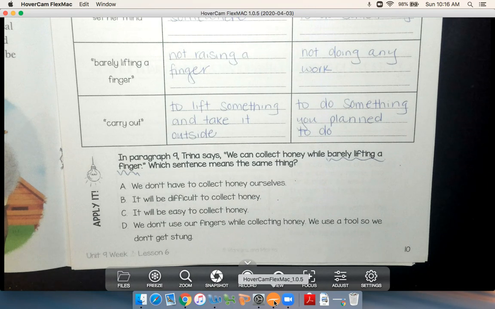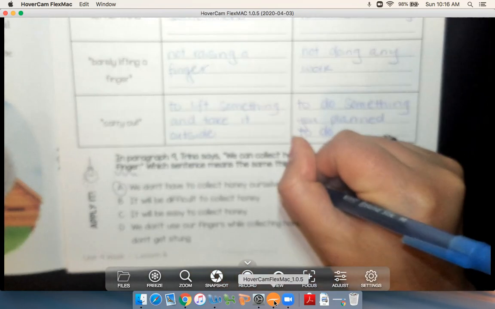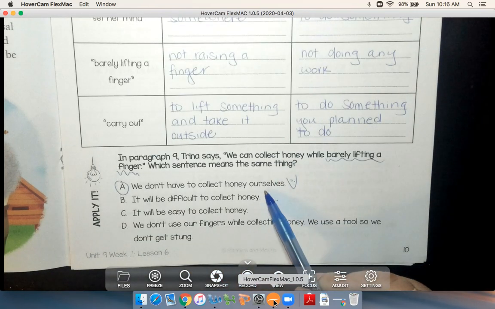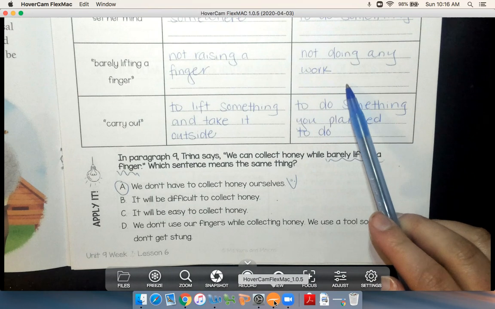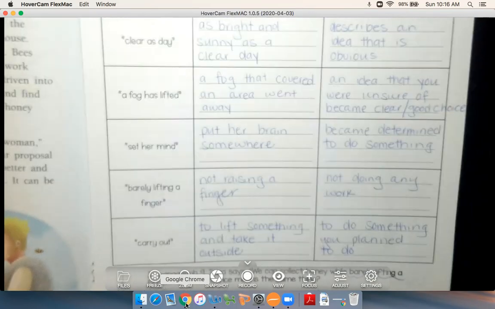Okay, if you selected choice A, you are correct. If they don't have to collect the honey themselves, they are not doing any work. So that's the end of your idiom lesson. I hope that this helped you.